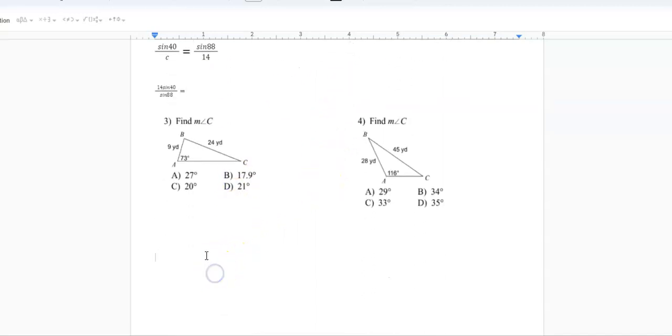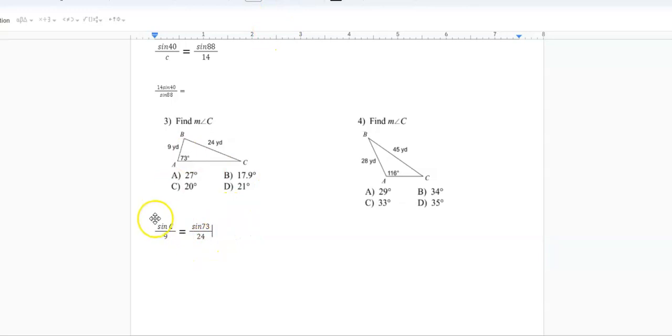3 and 4 are almost the same thing, but the difference is you have to solve for the angle. So we're solving for angle C. We're given the side c of 9, so that would be sine of C, capital C, over 9, because that's what is opposite of it, equals, we are given the information for A: sine 73 over 24.